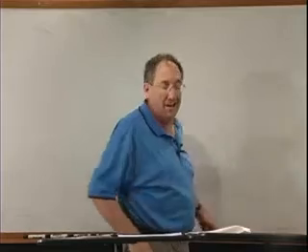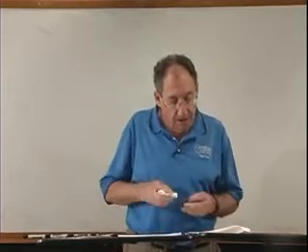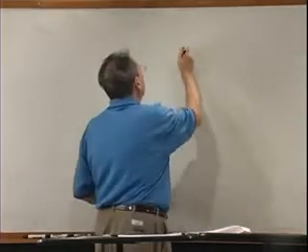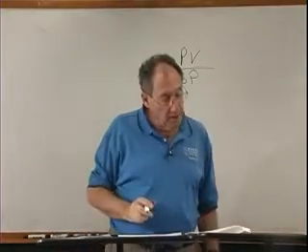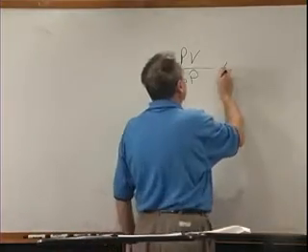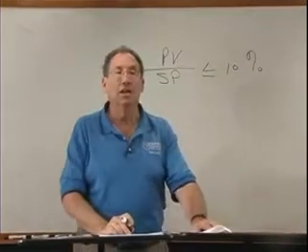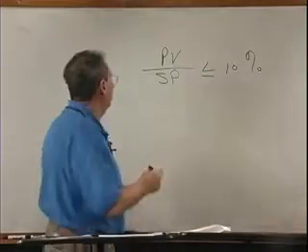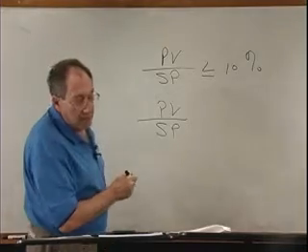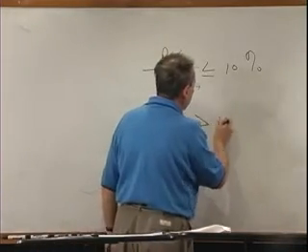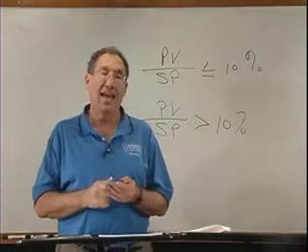So let me write this down as a little formula, because I think that's easier to see. Take the present value of the future lease payments over the selling price of this asset. Less than or equal to 10%, it's in the minor category. Present value of the payments divided by the selling price greater than 10%, it's in the major category.